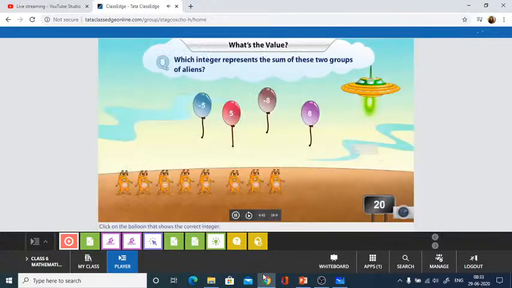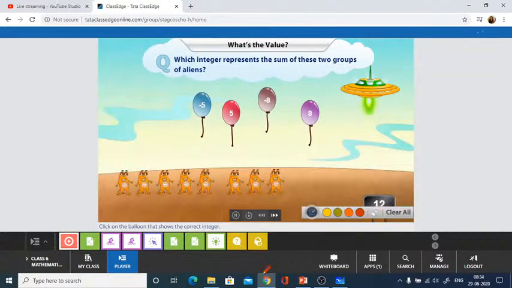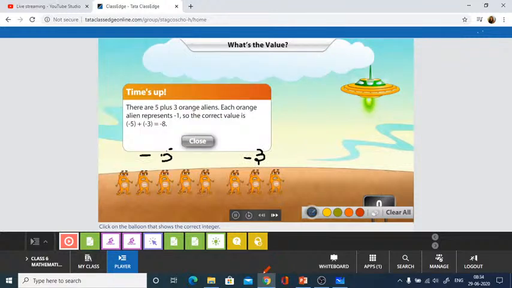Click on the balloon that shows the correct integer. Now see here. Here there are 1, 2, 3, 4, 5 negatives. So that is -5 and this is -3. So together it will be -8.